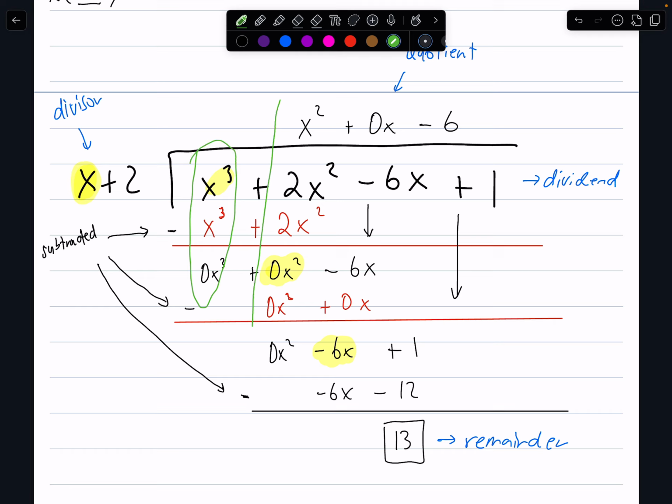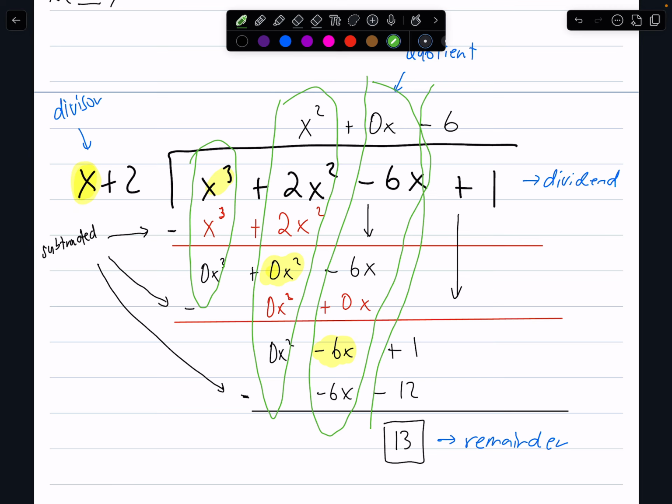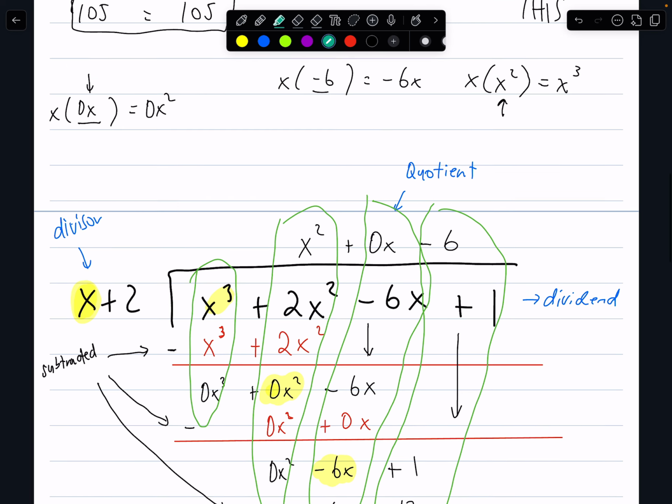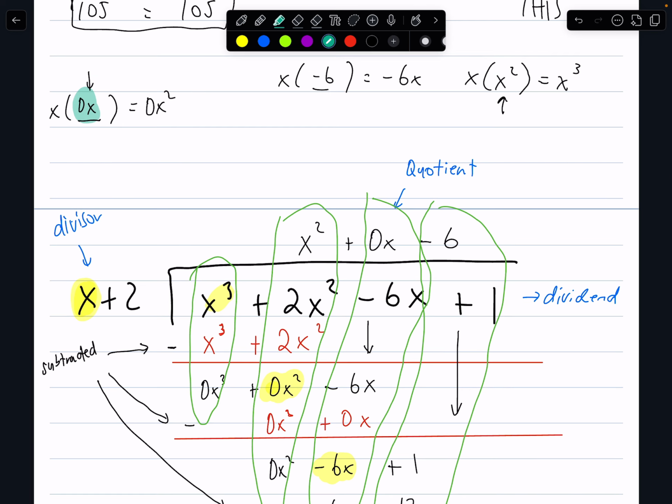All my x squared terms are in line. All my x terms are in line. Okay, as in line as I can be. And then all my number terms are in line. Notice how if I didn't put this 0x here, because a lot of you may think, oh, why did I multiply it by 0x?